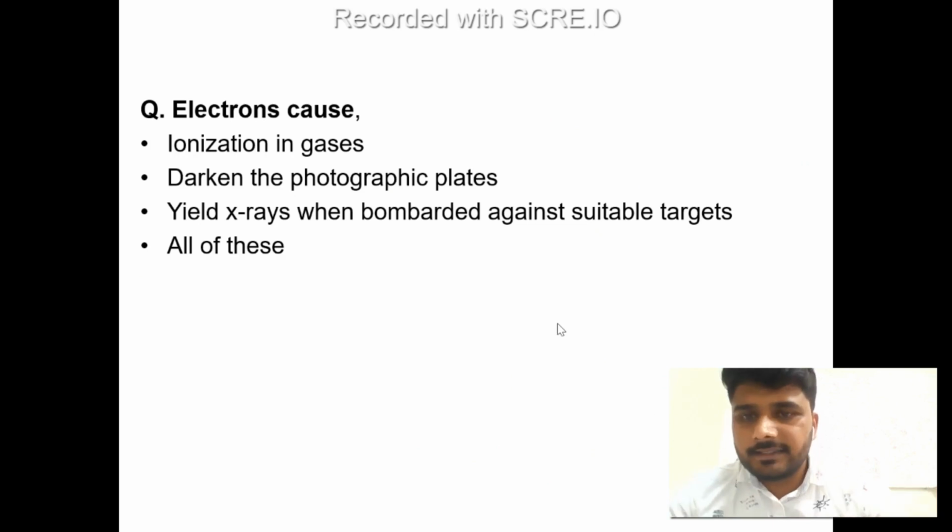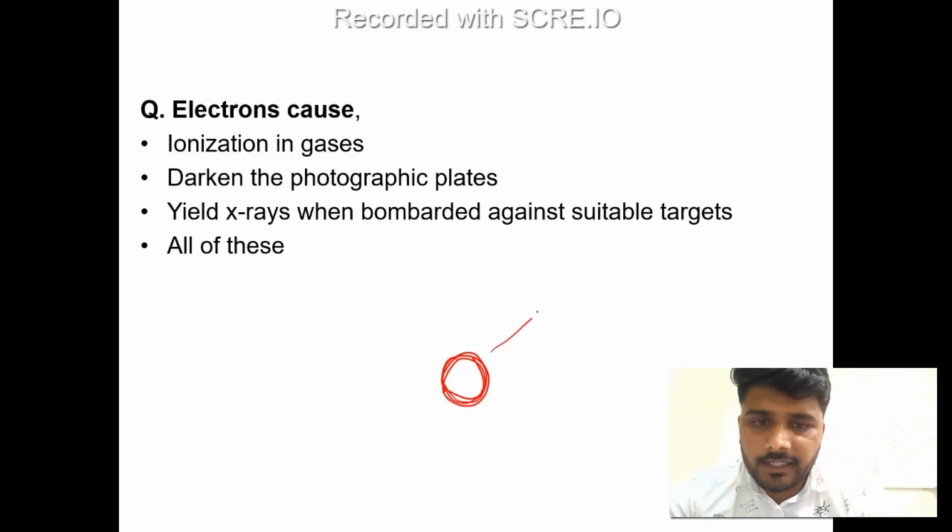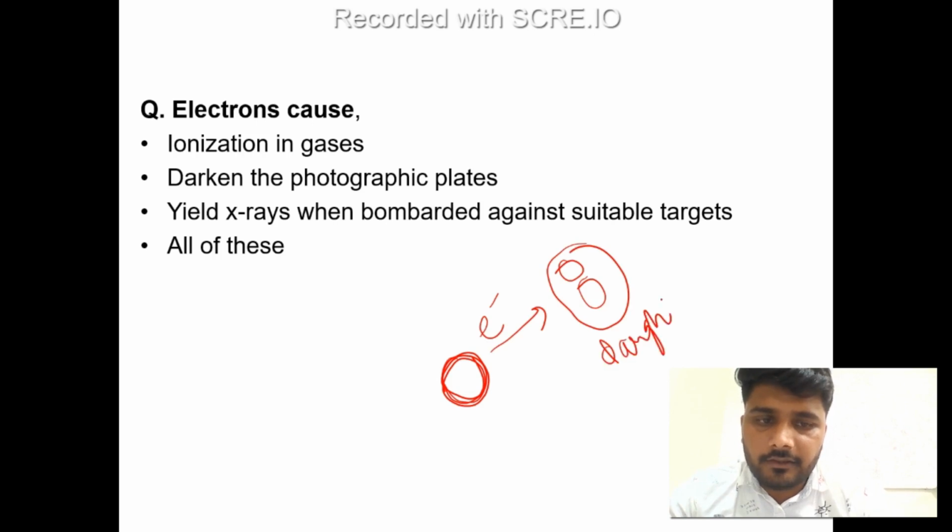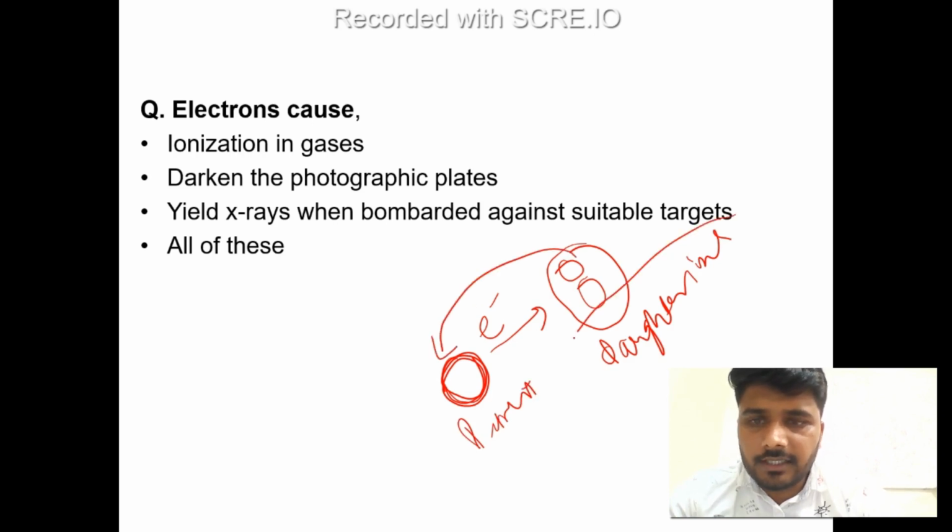So ionization in gases. If you read mass spectroscopy, there will be a parent molecule, the parent gaseous molecules. When it is bombarded by electrons, it will further fragment into more ions that are called daughter ions, and it is the parent ion. So electrons can also cause ionization in gases.